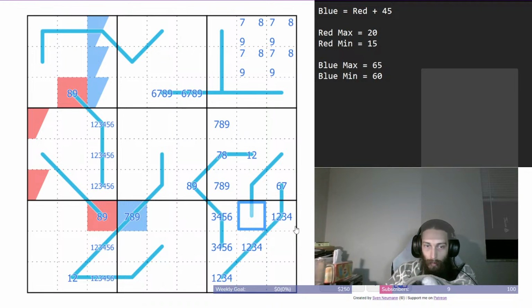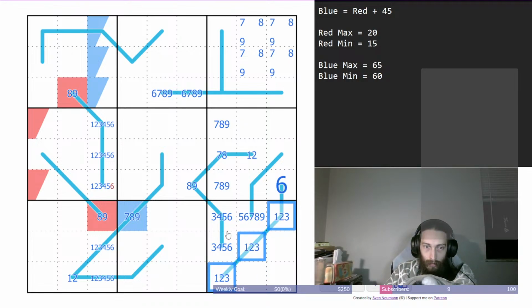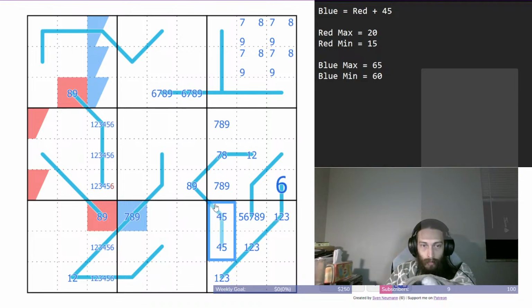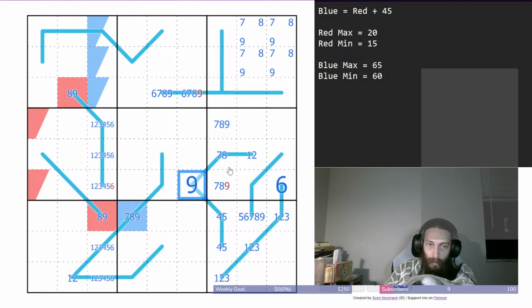So I have 1, 2, 3, 4. So this is 5, 6, 7, 8, 9. Oh, this is 7, 8, 9. This is 6. Dirt. Oh, right. So this has to be 4, 5 for a 9. Which means our 9 is here. Means that's not a 9.